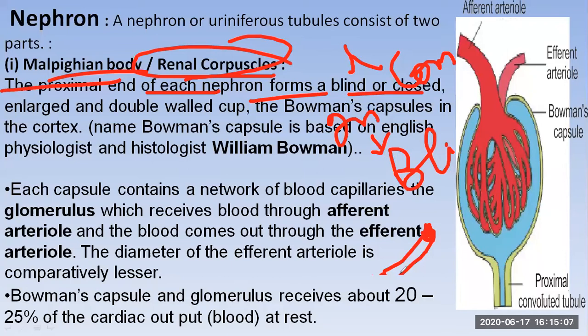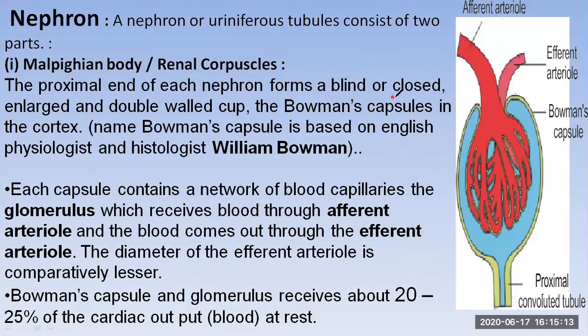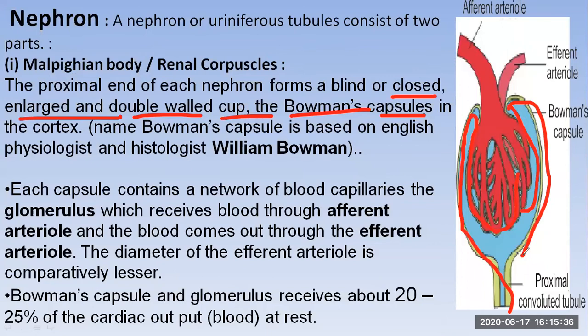So here it says the proximal end of each nephron is blind or closed, meaning one end is open and the other end is closed, and enlarged into a double-walled cup shape. This cup-like structure is known as the Bowman capsule. This figure shows the cup-shaped structure known as the Bowman capsule, and these cup-shaped structures are generally found in the Malpighian body or renal capsules.